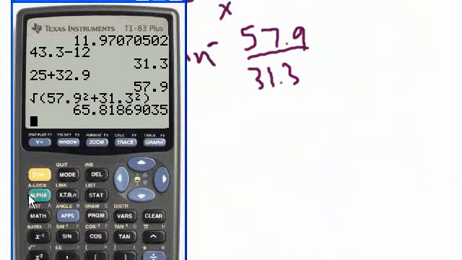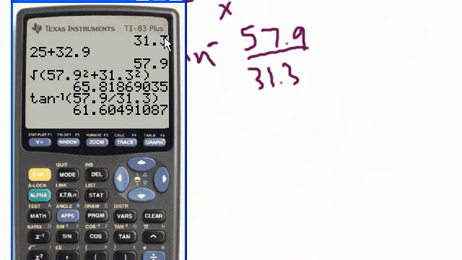Okay, folks, and that's it. That's how you solve this problem. We found that the vector is 66 centimeters long, and we found out that the direction of the vector is 62 degrees above the horizontal.